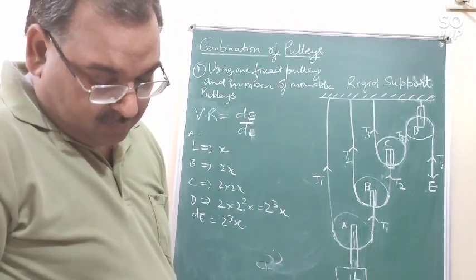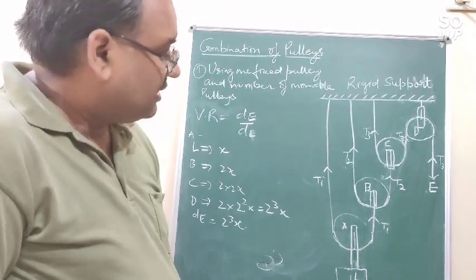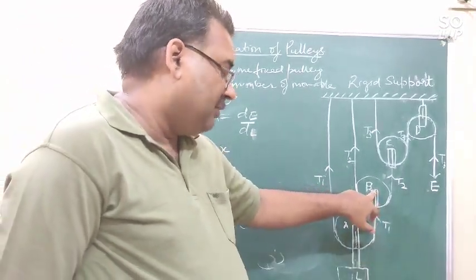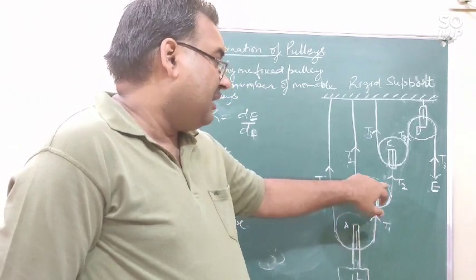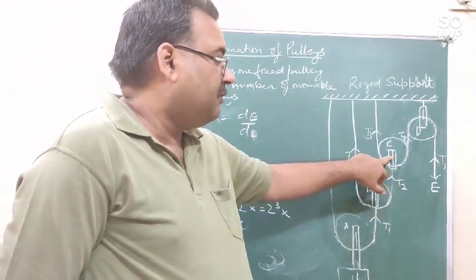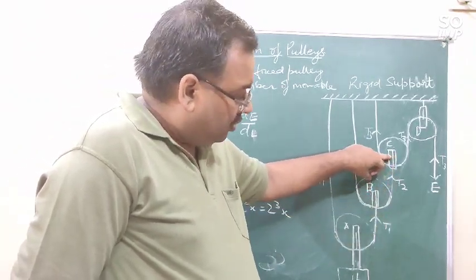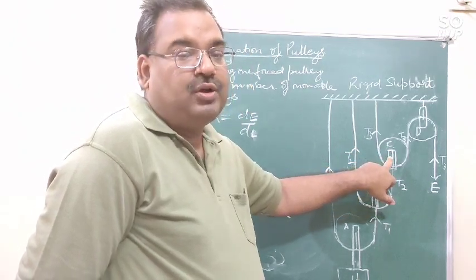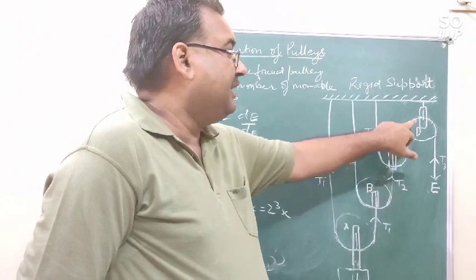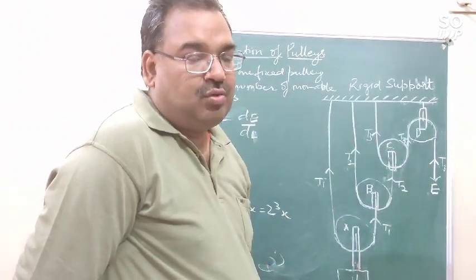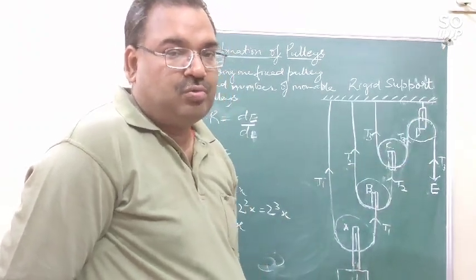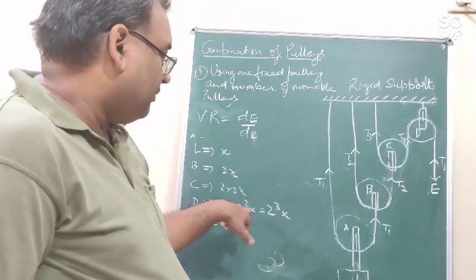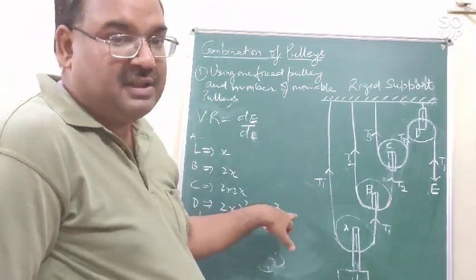So pulley B will move by a distance 2x. The load is moved by x, pulley B will move by 2x, and then twice of this will be moving. So pulley C will be pulled by 2 into 2x, 4x, and pulley D twice of this, 2 into 2 into 2, 2 raised to power 3 times the distance. So pulley D will be pulled by a distance of 2 raised to power 3 x.